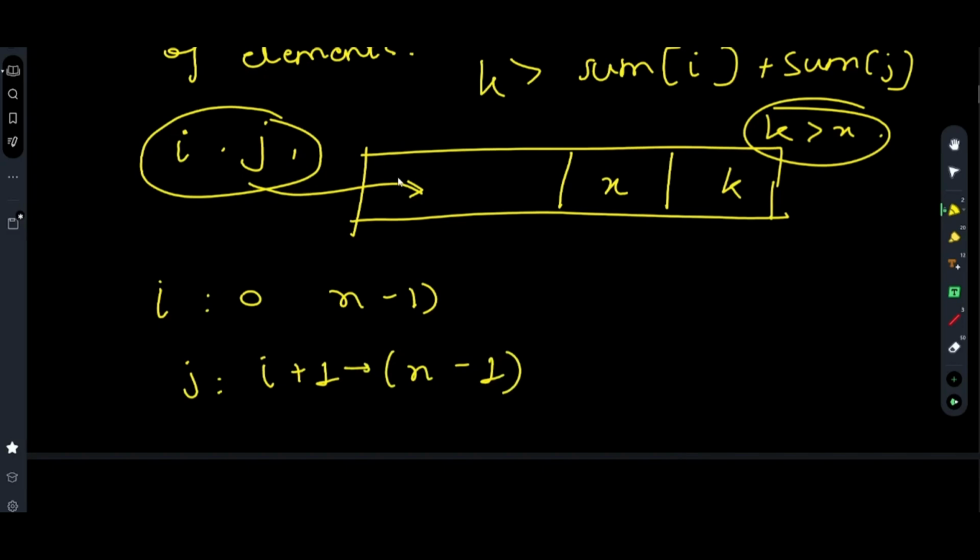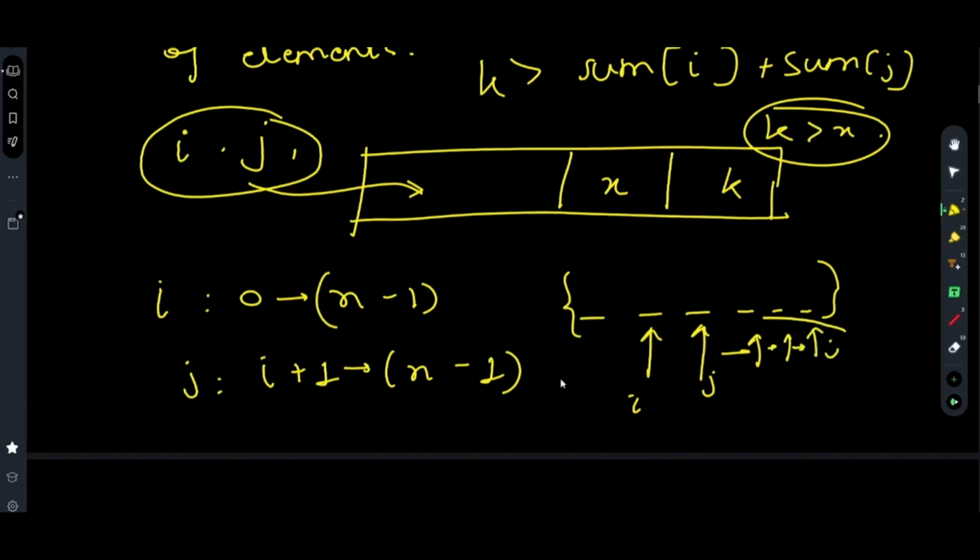You run a loop from 0 to n first, and then you run a loop from i plus 1 to n minus 1. So you see, you have the array here. If this is i, then j will be this one, then j will move to this one, then j will move to this one, and finally j will move to this position. This is the way j will move.